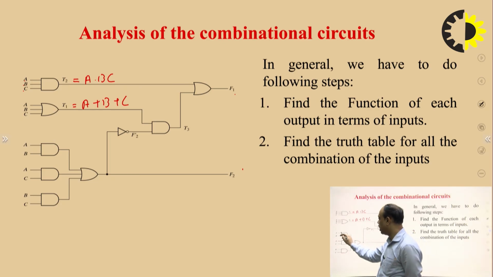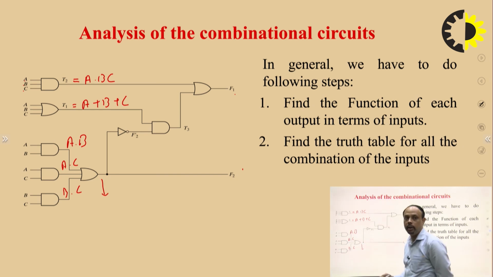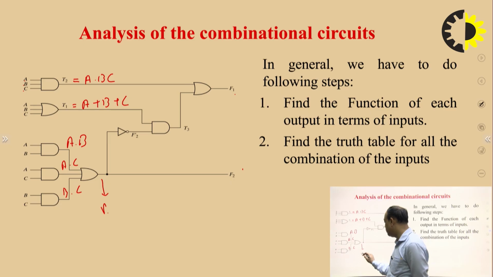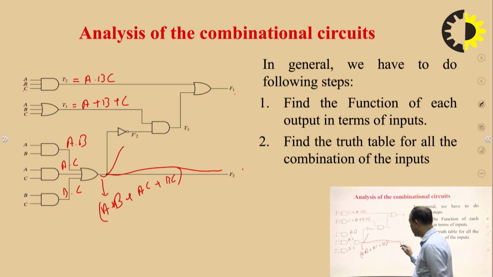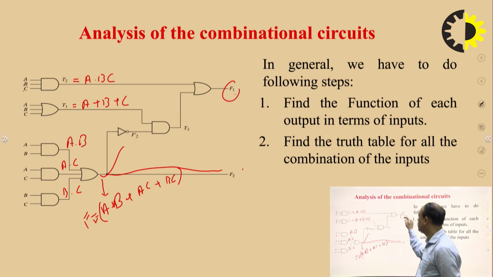The output of this gate is A dot B, the output of this gate is A dot C, the output of this gate is B dot C, and this is the sum of all these input combinations, that is AB plus AC plus BC. So, when we apply this input, this is one of the outputs as well. This is equivalent to F2, but we have to find F1 as well.